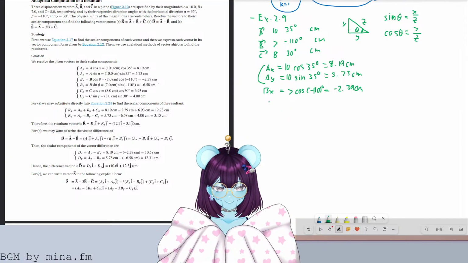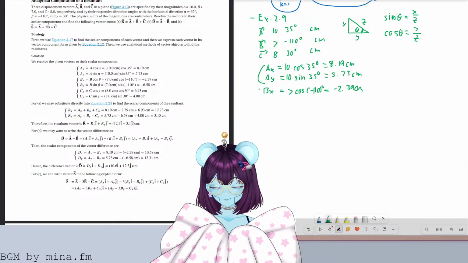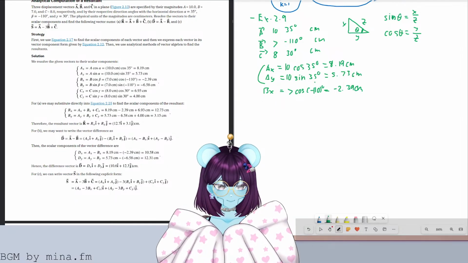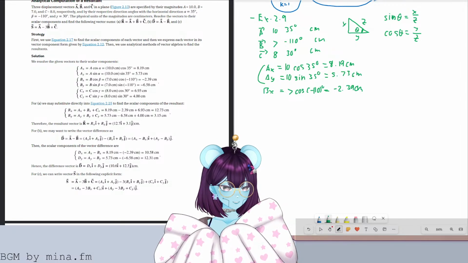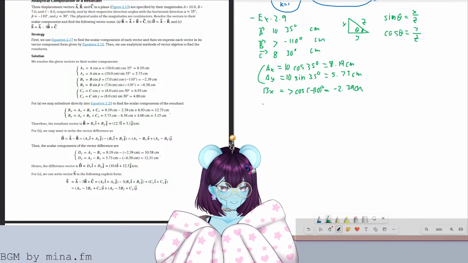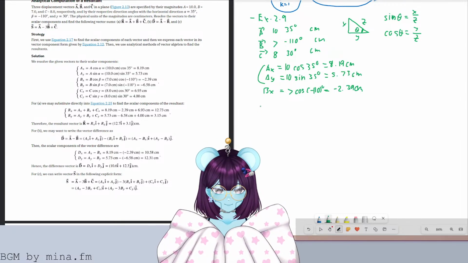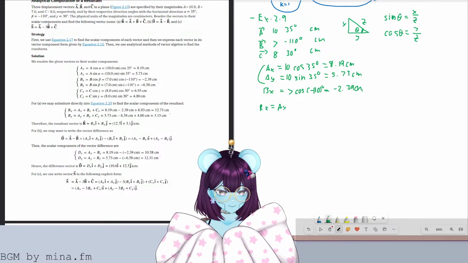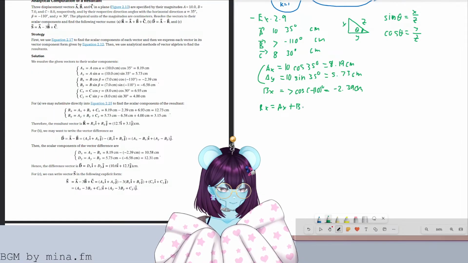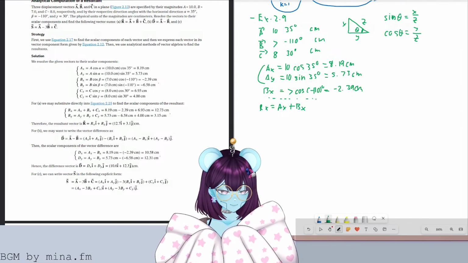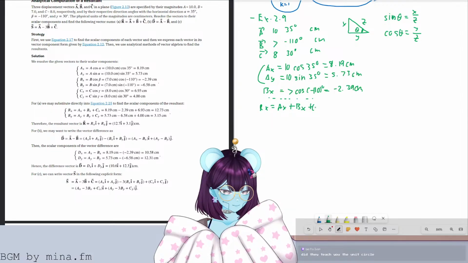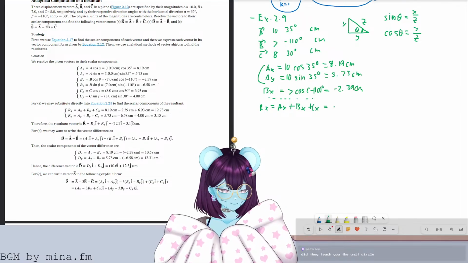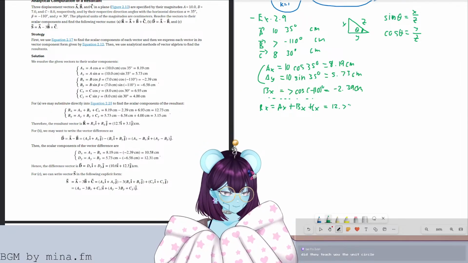So with this, we can get our resultant vector. You basically just add the Ax's, the Bx and the Cx together. Ax plus Bx, which is what you get from doing all this. And then I'm just gonna write 12.73.